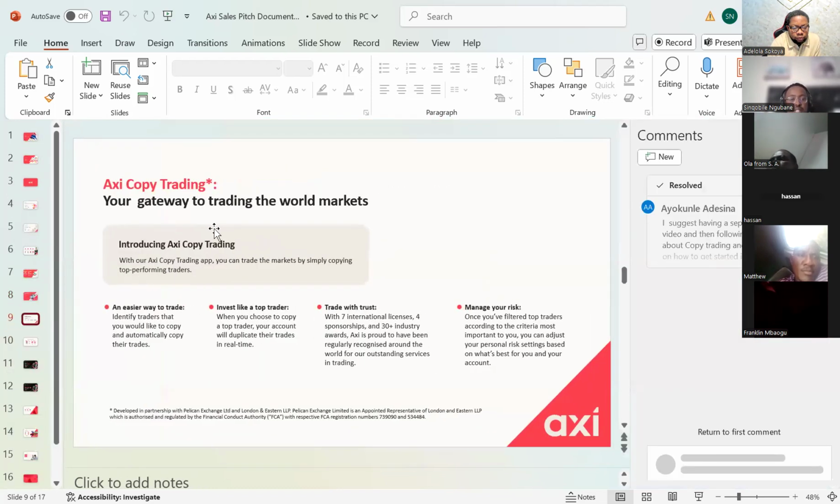Exit copy trading. Yeah, I was sharing this. So this one is Pelican. We've partnered with Pelican. The minimum deposit to start exit copy trading is $50, but as a signal provider or as a master trader to trade for other clients, the minimum deposit required is $500. And we also require a 6 months trading history before we onboard you as a master trader.